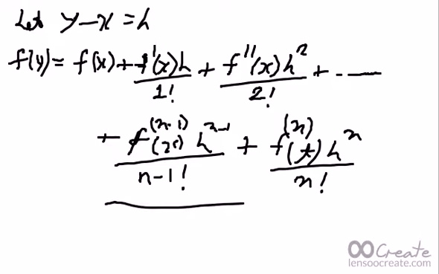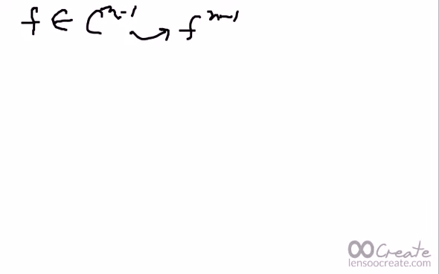So this is called Taylor's expansion. It has some other forms also, which we will look at now. In the last form, we had f belonging to C^(n-1). That means the (n-1)th derivative of f exists and is continuous, and f^(n) exists.